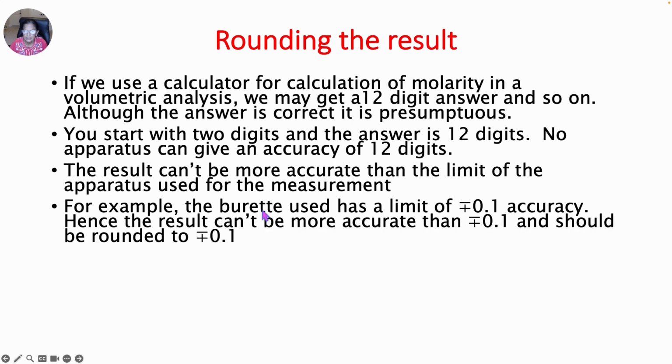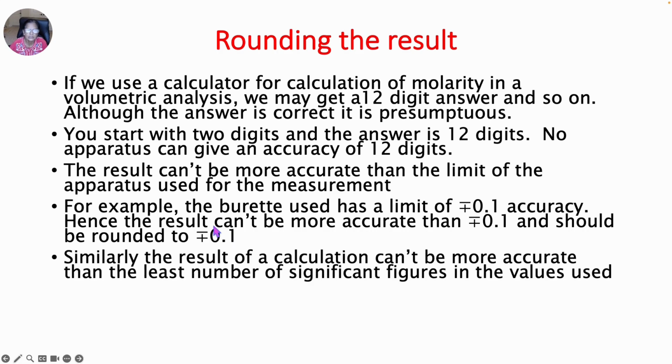For example, the burette used in the laboratory has a limit of plus or minus 0.1 accuracy. We can read only 0.1 in a burette. Hence, the result can't be more accurate than plus or minus 0.1 and should be rounded to plus or minus 0.1. Similarly, the result of a calculation can't be more accurate than the least number of significant figures in the values used.